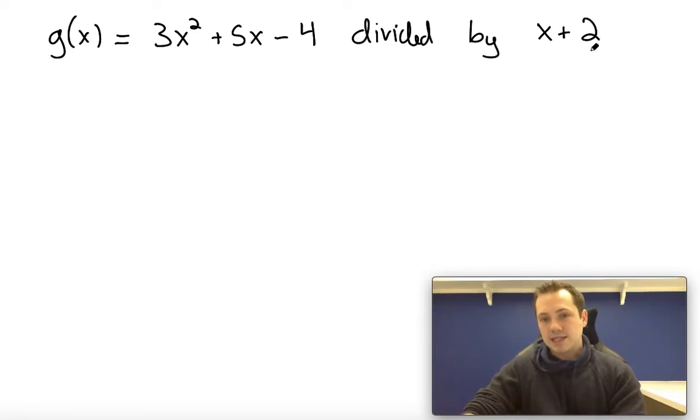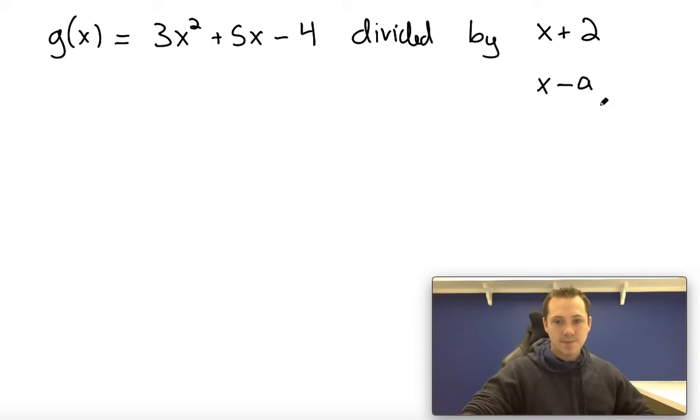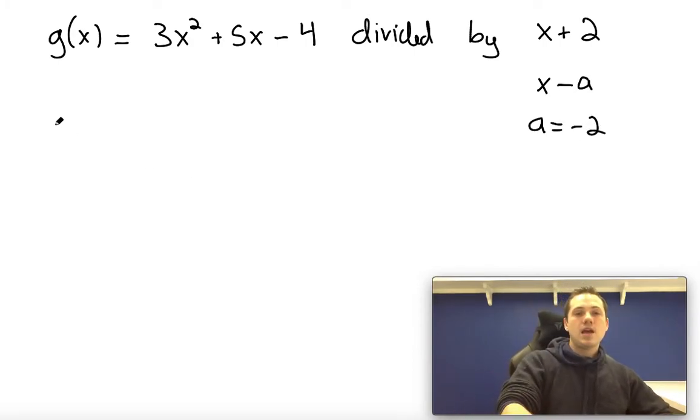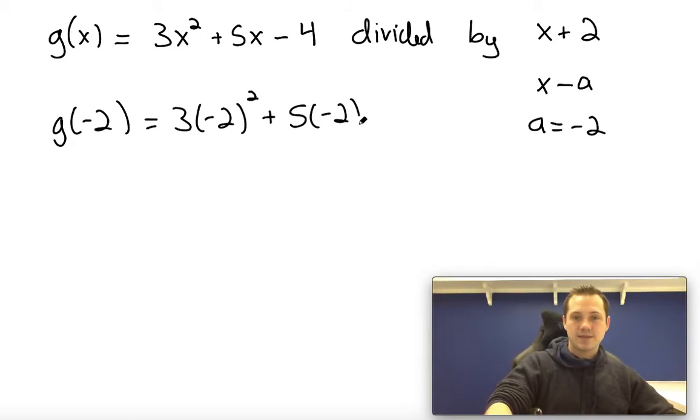Well, if we're dividing by x plus 2, what's a? Well, remember that this x plus 2 represents x minus a. So a would actually have to be negative 2, right? Because if I do x minus negative 2, that's going to turn into x plus 2. So from this, we see that a is negative 2. So the remainder is going to be g of negative 2, which would be 3 times negative 2 squared plus 5 times negative 2 minus 4.